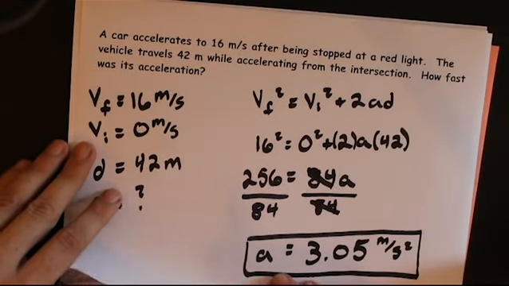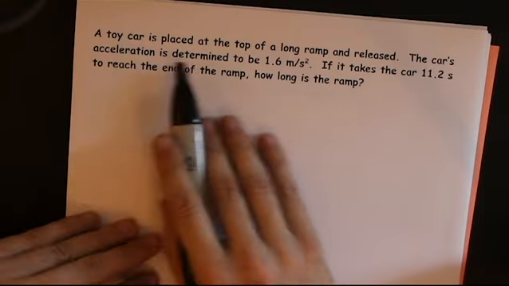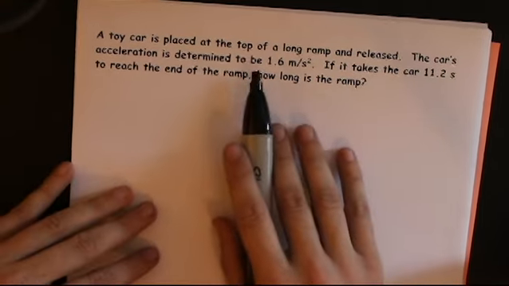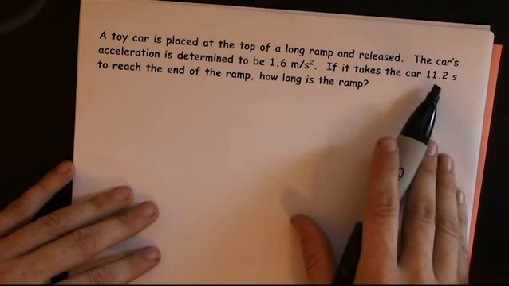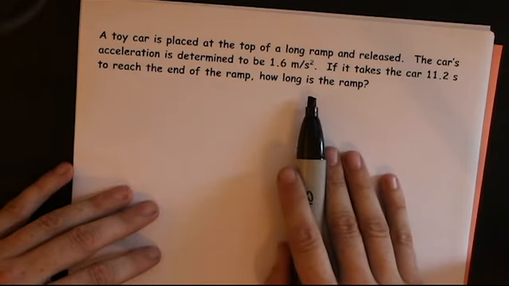Now, let's try another one. Here, we have a toy car and it's placed at the top of a long ramp and released. The car's acceleration is determined to be 1.6 meters per second squared. If it takes the car 11.2 seconds to reach the end of the ramp, how long is the ramp?